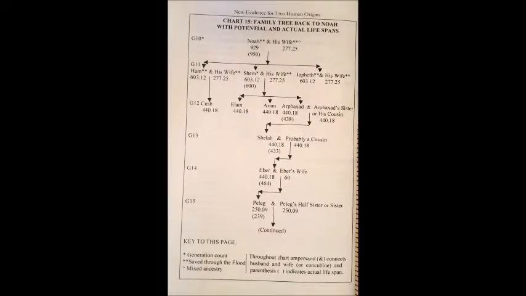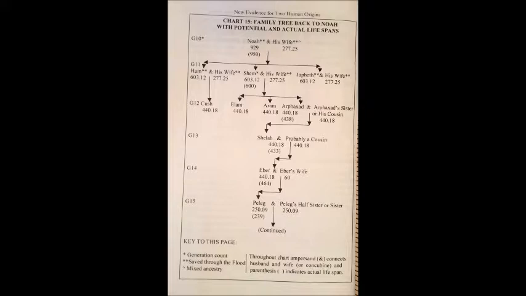Before you is a family tree back to Noah with potential and actual lifespans. Page 1 begins with Noah and his wife. Their potential lifespans were 929 years and 277 years respectively. Noah's actual lifespan was 950 years.